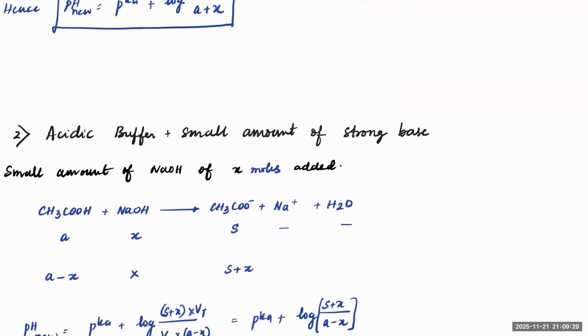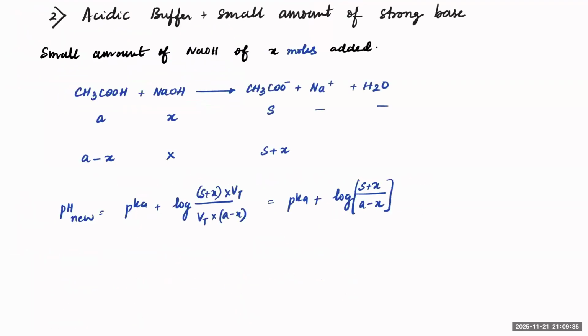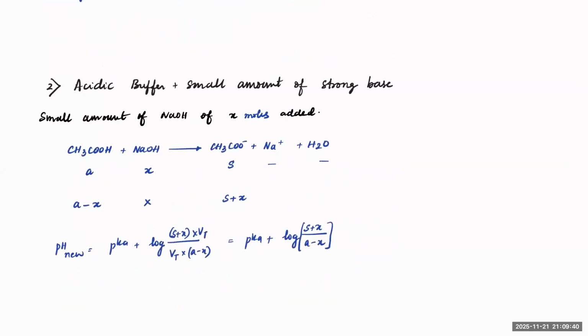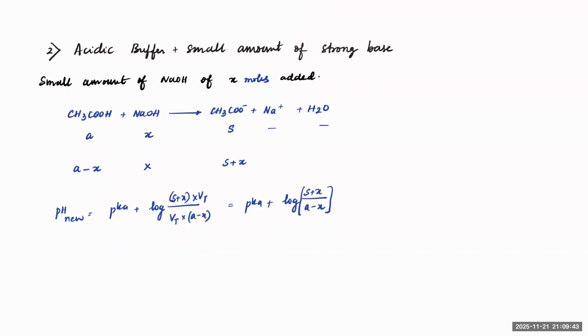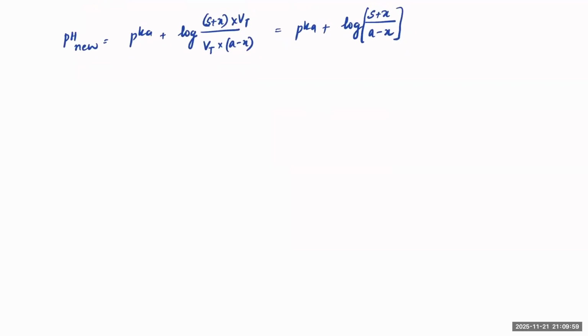Got it? So the only difference here is this one. Here it is S minus X by A plus X. Here it is S plus X by A minus X. That is the major difference you will get. Okay. Now sometimes instead of giving you moles, you might be given concentration of a volume V1, V2 like that, of different volumes. Then how do we compare? Now, imagine you have to compare how much volume of HCl of a certain concentration is to be added.